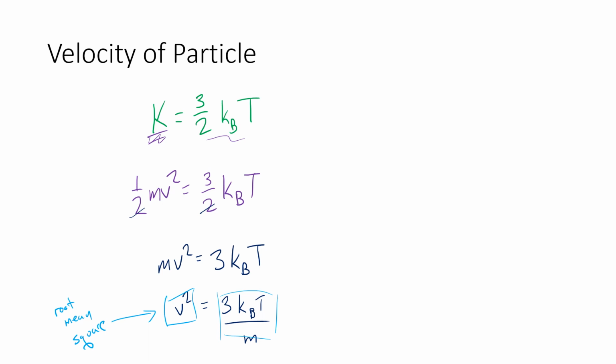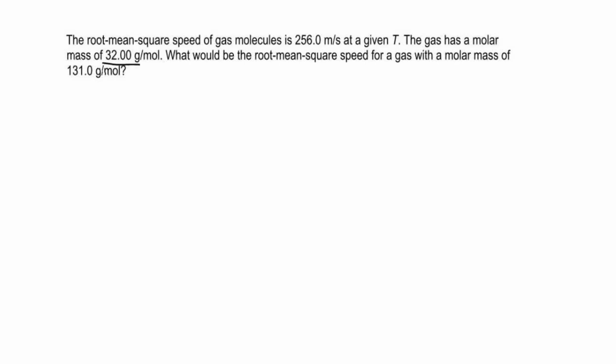Now let's do a practice problem. So we know the root mean square of the speed of a gas is 256 at some temperature. The gas has a molar mass of 32 grams per mole. Right, molar mass, remember, means per mole. What would be the root mean square for a heavier gas of 131? All right, let's do it.